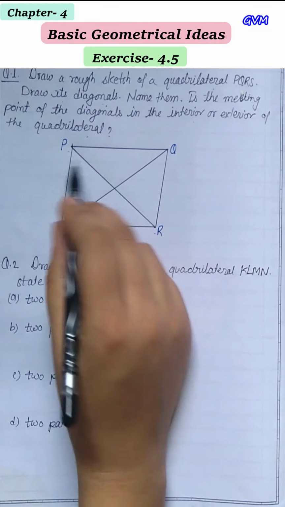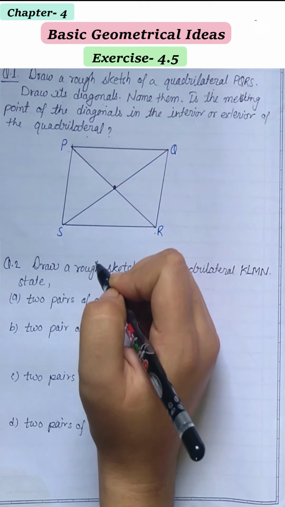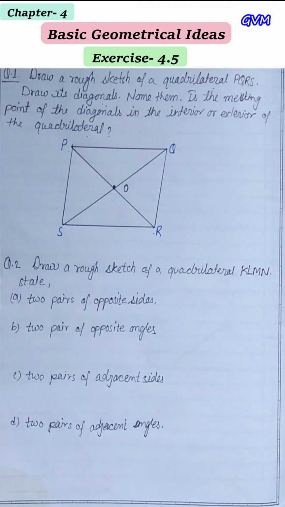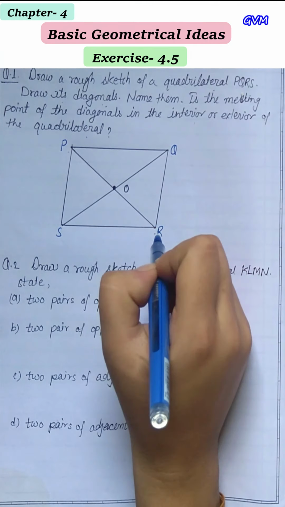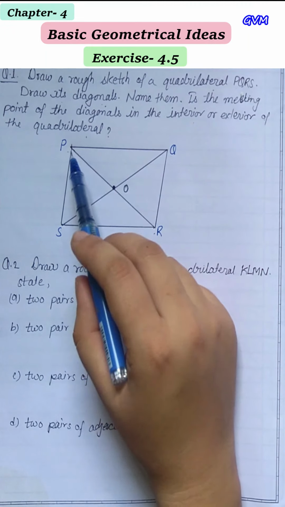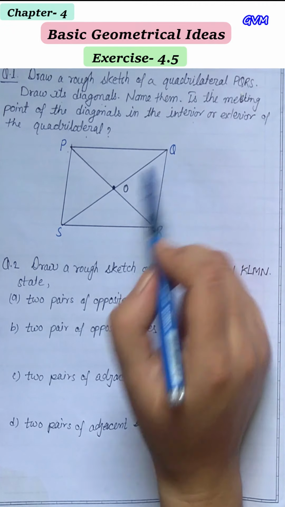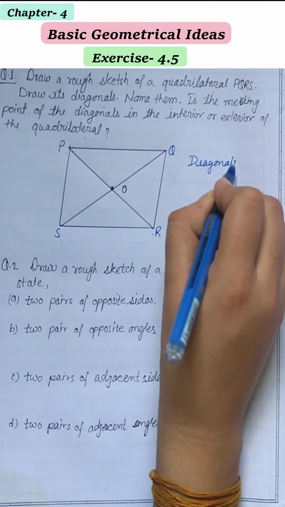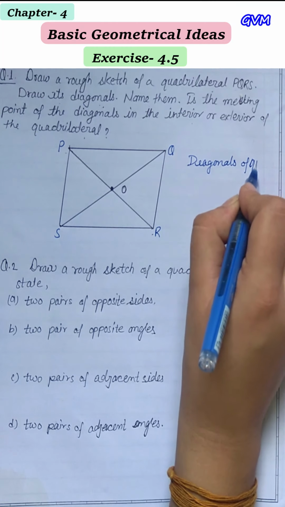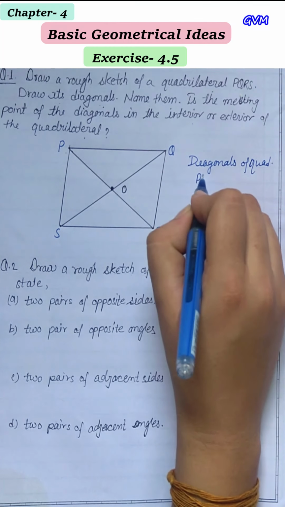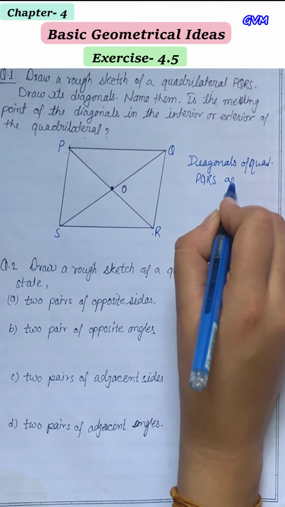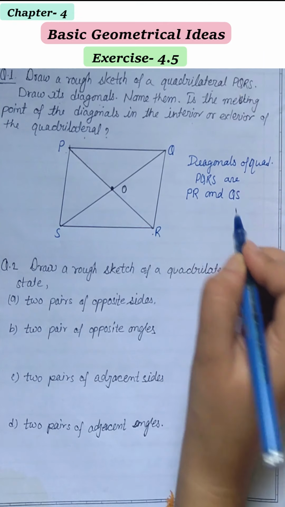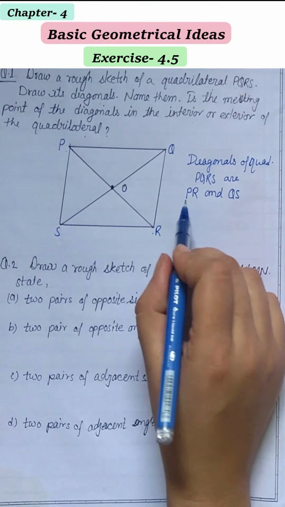Now these two diagonals are meeting at this point, right? They are intersecting at this point. Let's name it O. Now the names of the diagonals: the first diagonal is PR and the second diagonal is QS. So the diagonals of quadrilateral PQRS are PR and QS. Okay students, these are the diagonals.